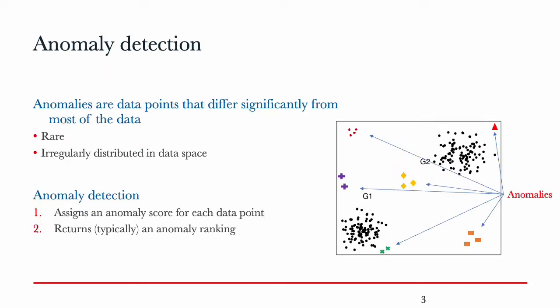Just a few words about anomaly detection. Anomalies are referred to as data points that differ significantly from the majority of the data in a data set, and they are often rare and irregularly distributed in the data space, such as the colored points on the right figure. The task of anomaly detection is to assign an anomaly score to each data point and return an anomaly ranking of the data points based on this score. So basically we need to learn a mapping function which takes the data points as the input and then returns a score, pretty much the same as classification or regression.